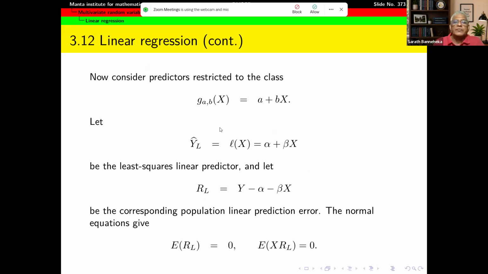And denote y hat L as the least squares predictor that we obtained earlier. So that is y hat. We already have alpha plus beta x. So this is the least squares predictor, the least squares linear predictor. And let RL be the residual coming from the least squares linear predictor.